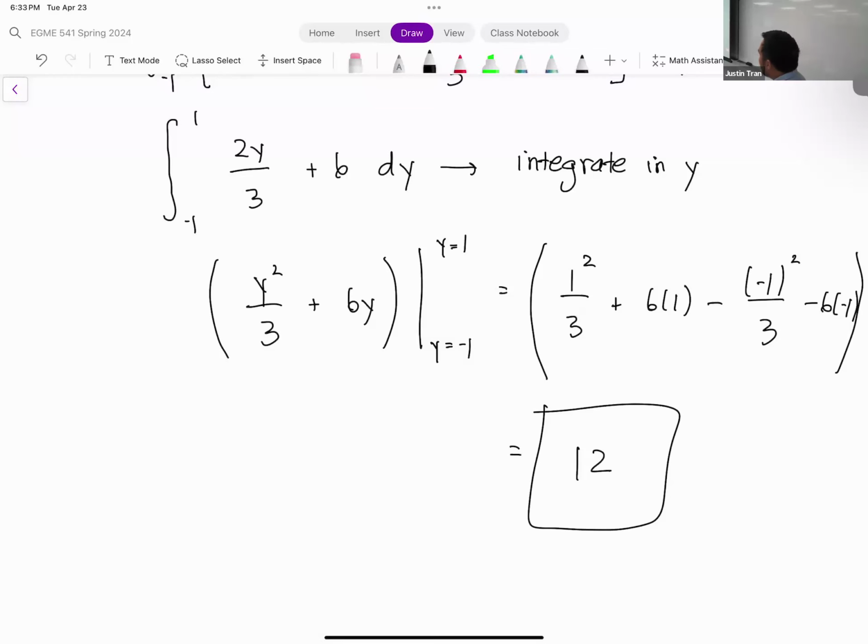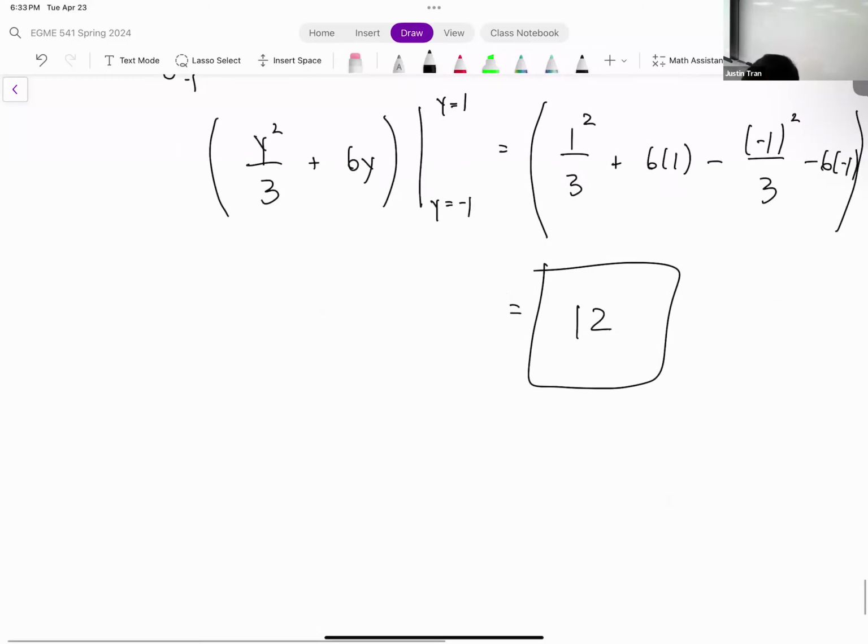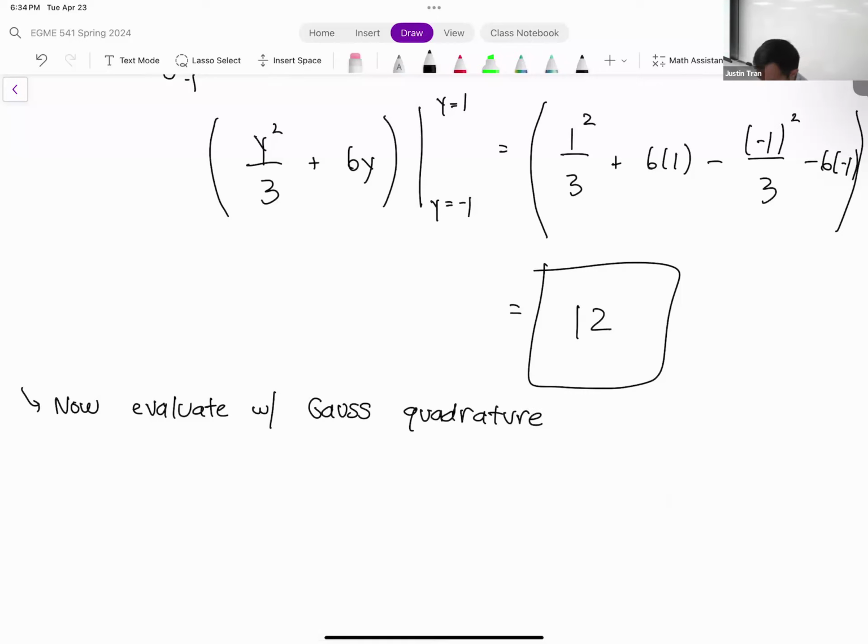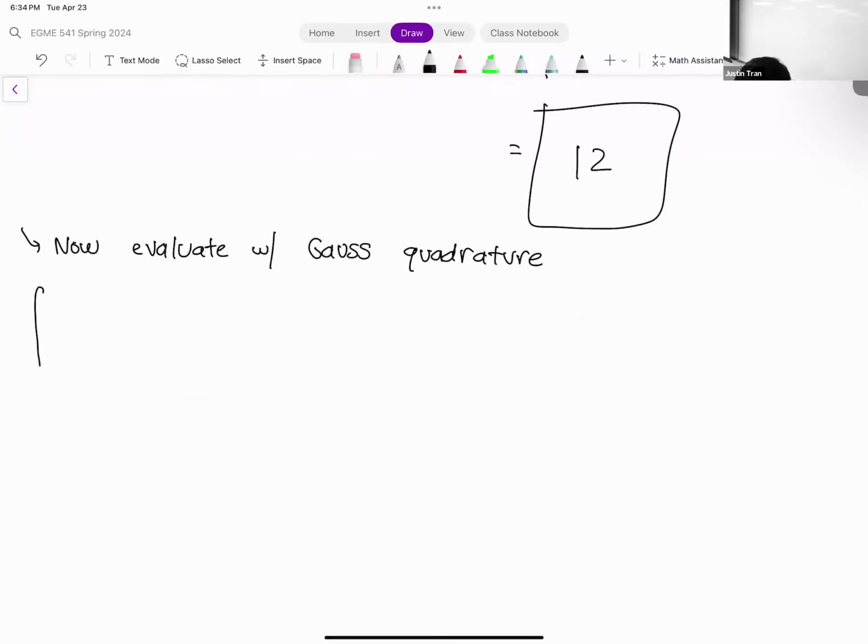So for our Gauss quadrature, if all things go well, we have basically a second order polynomial here, so we should get 12, or at least something close to 12. Okay, so now let's evaluate this using Gauss quadrature. Let me write out the original integral again. We have a double integral from -1 to 1, -1 to 1, of x squared y plus 3 dx dy.